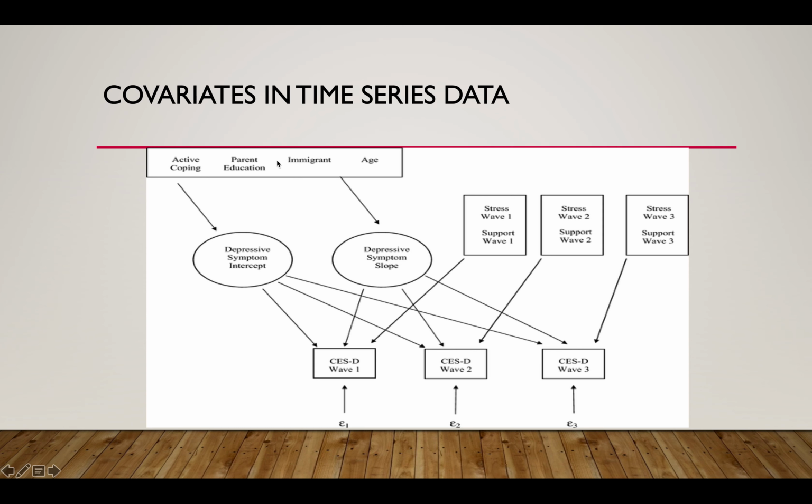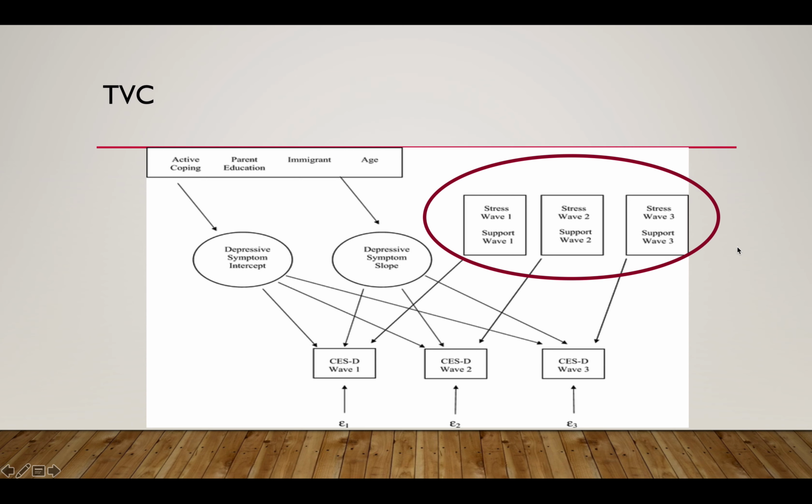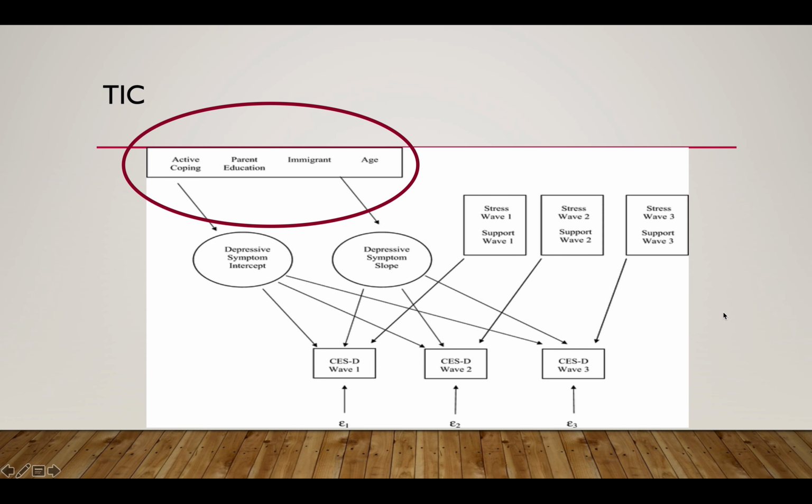Similarly, if we, for example, use immigrant status, yes or no, and predict the intercept, and we have a significant effect, then all that means is it's basically a t-test looking at average depressive symptoms by immigrant status. If immigrant status significantly predicts depressive symptoms, then you can say that depressive symptoms change across time differently for immigrants and non-immigrants. So here we have the time varying covariates. These are covariates that are assessed at the same time as each one of these waves, and then the time invariant covariates, which are assessed at a single time point and are used to predict the intercept and slope.